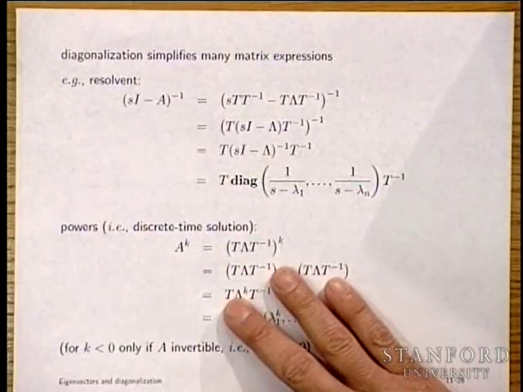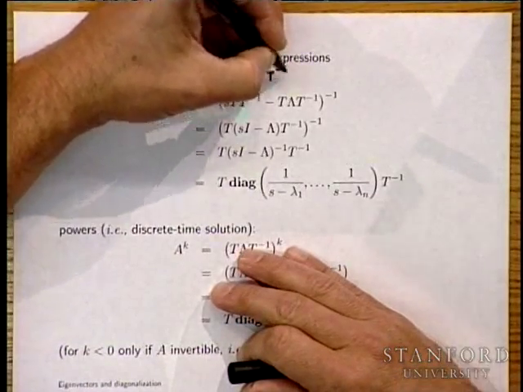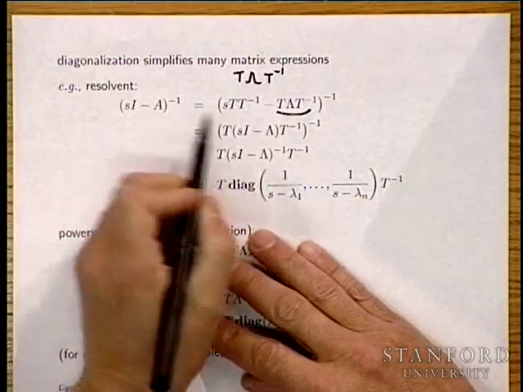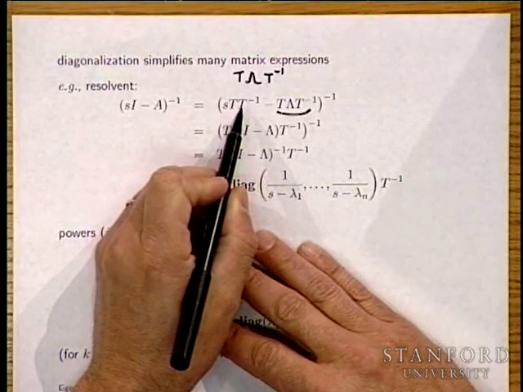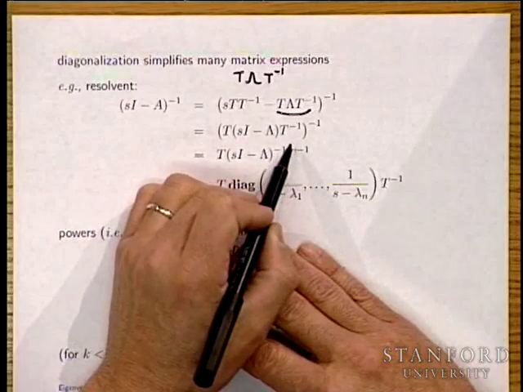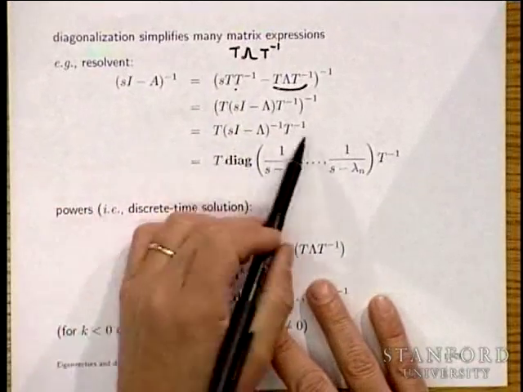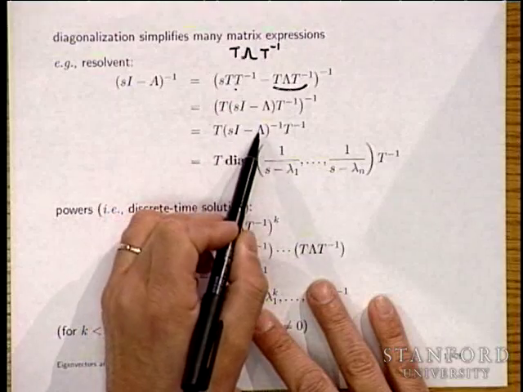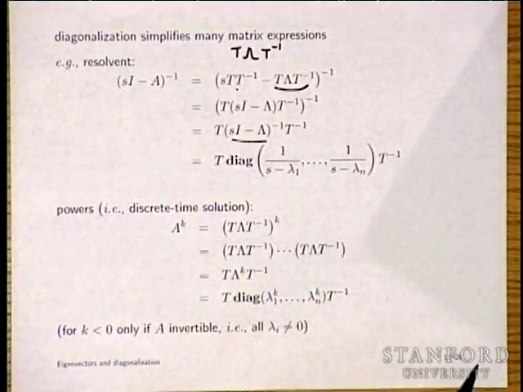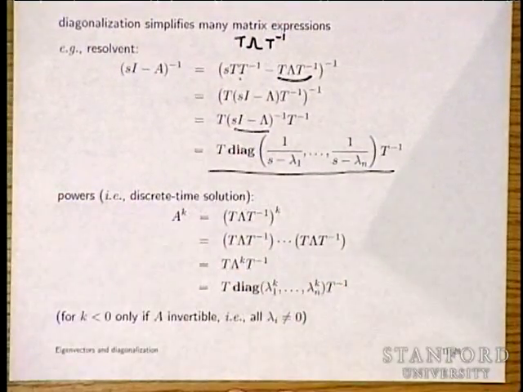However, we can do the following. Wherever you see A, you replace it with T lambda T inverse. Now I'll show you a trick. This identity matrix you write as T T inverse. Now I pull a T out on the left and a T inverse out on the right in this inner matrix. I invert a triple product, which is the same as the inverses the other way around. So I get T (sI minus lambda) inverse T inverse. By the way, inverting a diagonal matrix is easy. You invert the diagonals and you get this. So that's the resolvent.